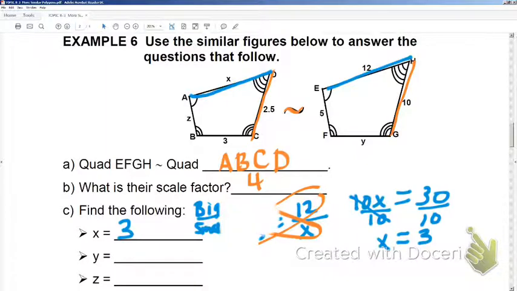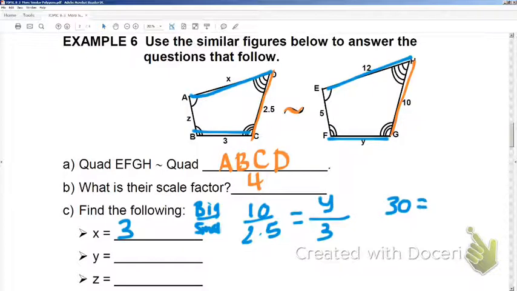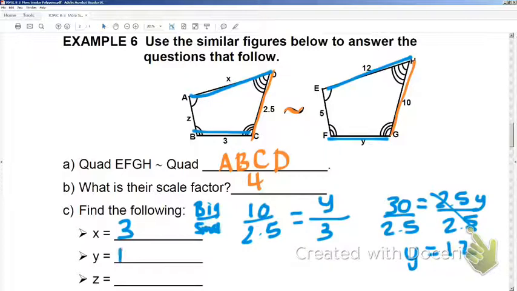And I can keep my 10 over 2.5 for every single proportion I set up. So 10 over 2.5 equals, now I'm going to solve for Y. So Y goes with 3. Y over 3. So that would be 30 equals 2.5 Y. When I divide 30 by 2.5, I'll find my Y, and that will be 12. So Y equals 12.